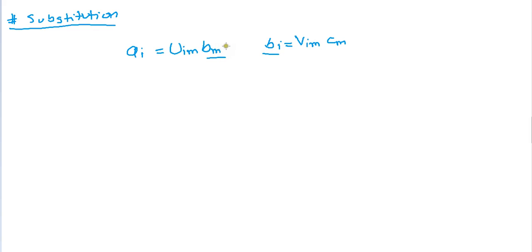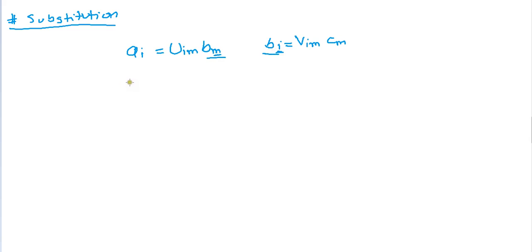So we are asked to substitute one equation into the other. But if you want to substitute or replace B_i, here the index is i and here the index is m, so you have to transform both indices into the same index. For example, i should be m or m should be i, right? So how can we transform our index i here with m?